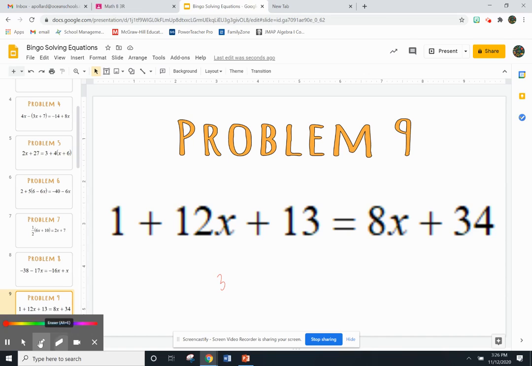For this problem, we combine what we can on the right. So 1 plus 13 is 14 plus 12x equals 8x plus 34. So we subtract 8x from both sides, and we get 4x. We have the 14 still here, equals 34. Subtract 14, and we get 4x equals 20, so x equals 5.